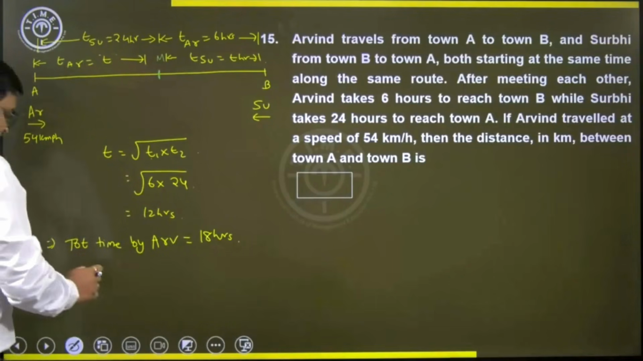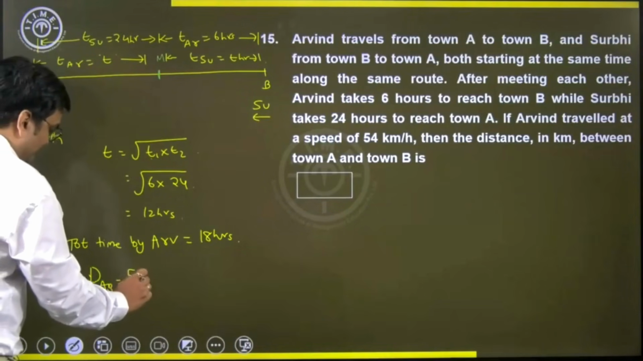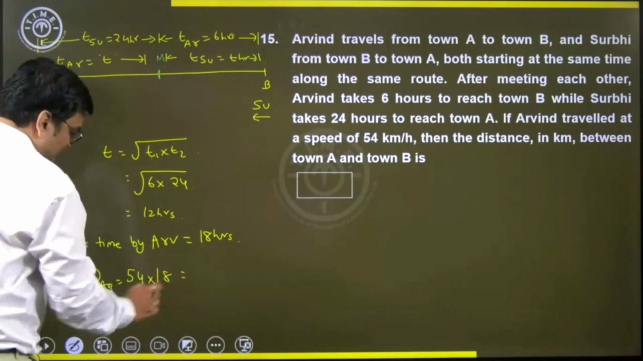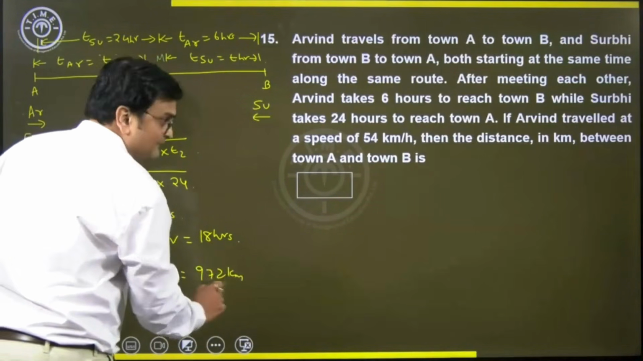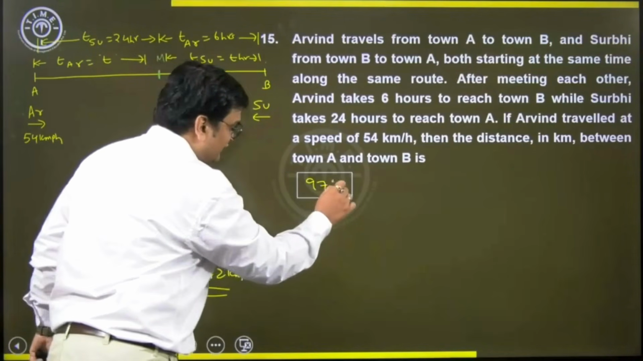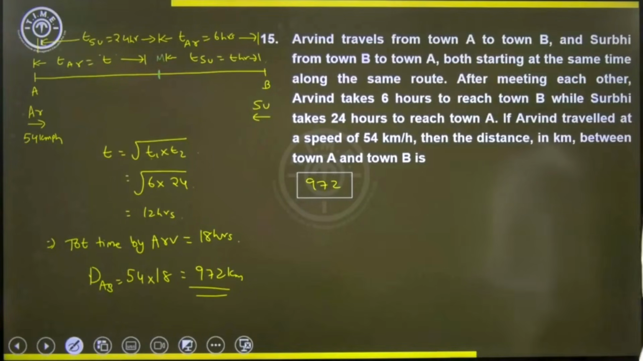I know Arvind's speed, so thus can I say the distance AB will be nothing but speed of Arvind into time taken by Arvind. So it's going to be 54 into 18, which is 972 kilometers. I hope we are clear with this.